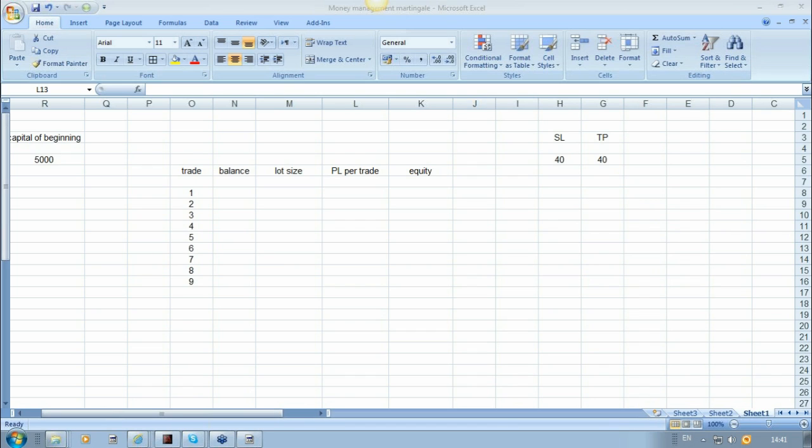Is Martingale too risky for beginners? No. No, but you must accept it. Then you can blow your account. And you must accept it. Then after 4 or 5 trades, the amounts become bigger. And each pip equals more money. And the psychology can be an issue here. Okay?